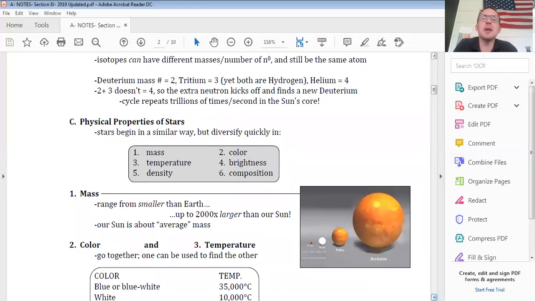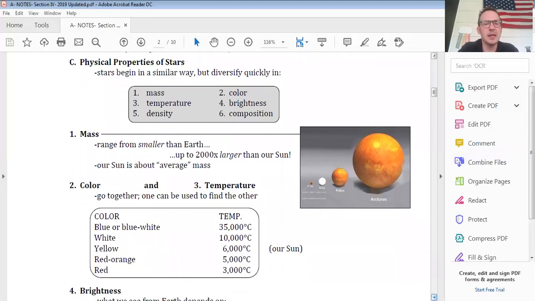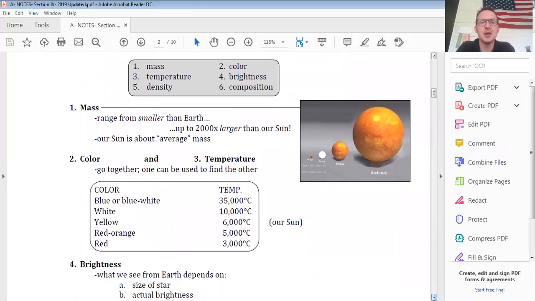All right, so let's talk a little bit about the properties of stars. We can see our sun up close, but we also see there's many, many other stars in the sky. And even here from Earth, you can tell that some stars look very differently. So we are going to see that the diversity of stars is greater than that even of the diversity of people on the Earth. They all begin in a very similar way, but then they diversify quickly. So one of the most prominent ways they diversify is through mass. There are stars out there that are up to 2,000 times larger than the sun.